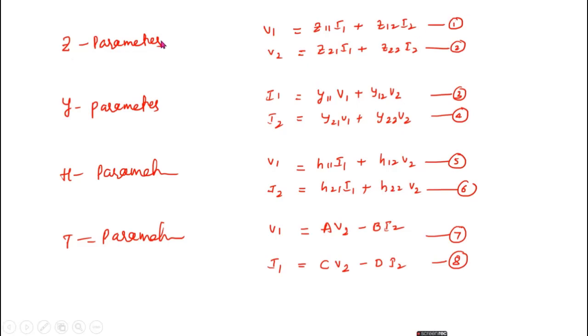So Z parameters are called open circuited parameters. Y parameters are called short circuited parameters. H parameters have characteristics of Z and Y parameters. T parameters are called transmission parameters. And equivalent circuit for all the cases.